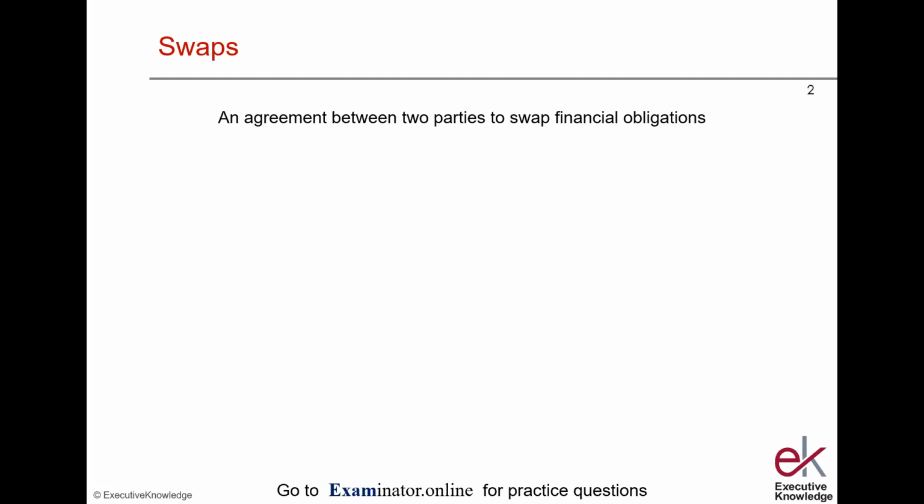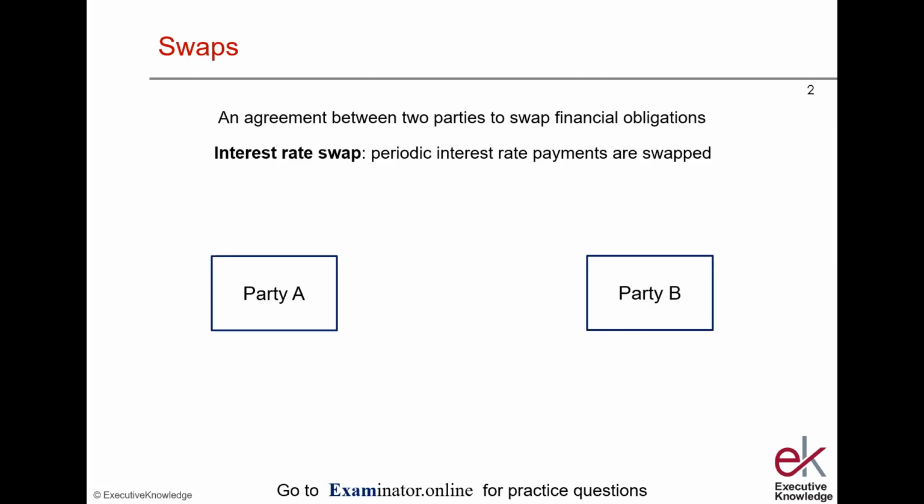Now, what are you going to be examined on at Paper 7? It will be interest rate swaps. So in an interest rate swap, periodic interest rate payments are swapped. Let's look at the setup. You have two parties, party A and party B. Party A wants to pay floating rate, party B wants to pay fixed rate.